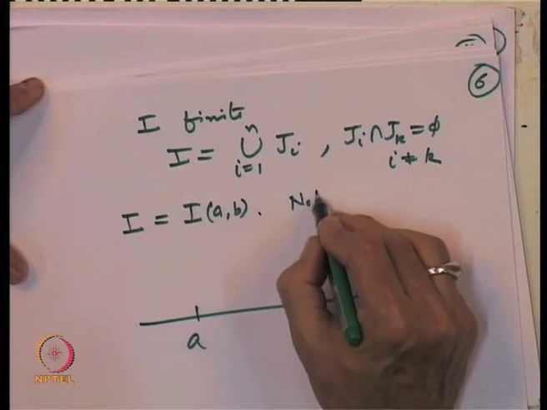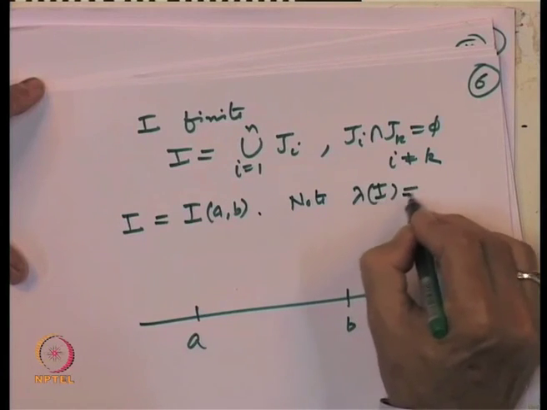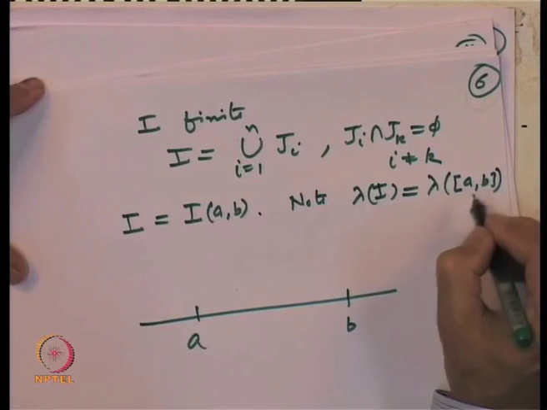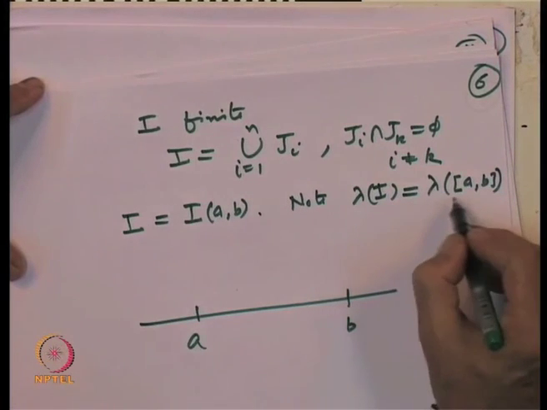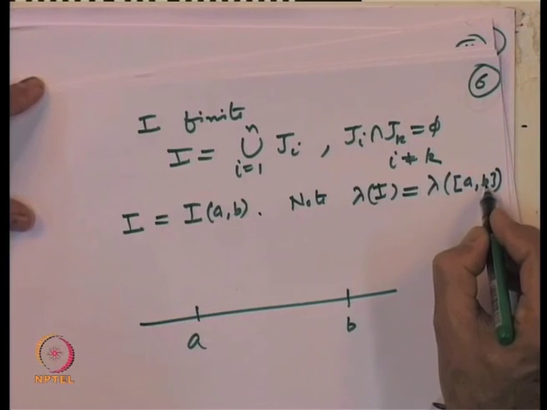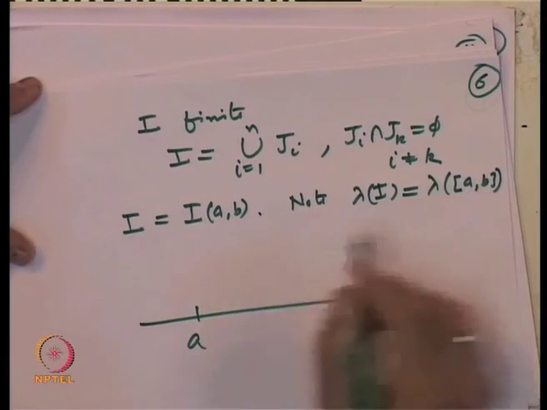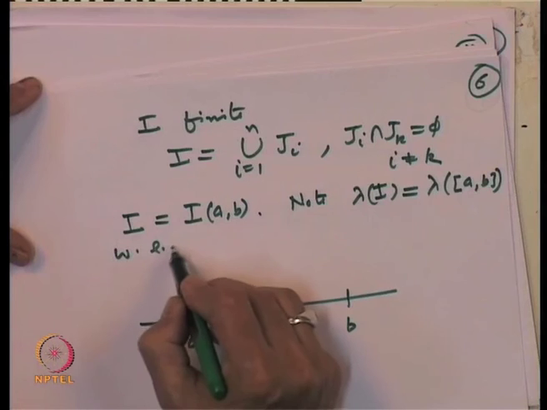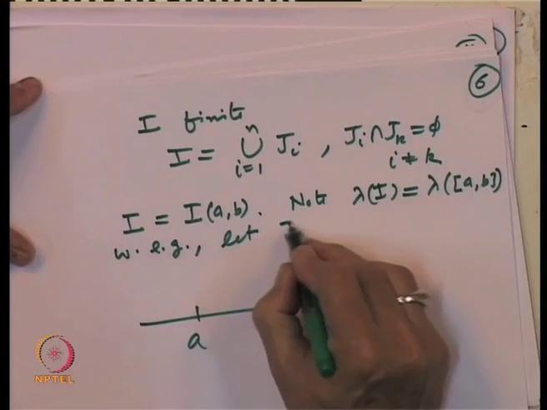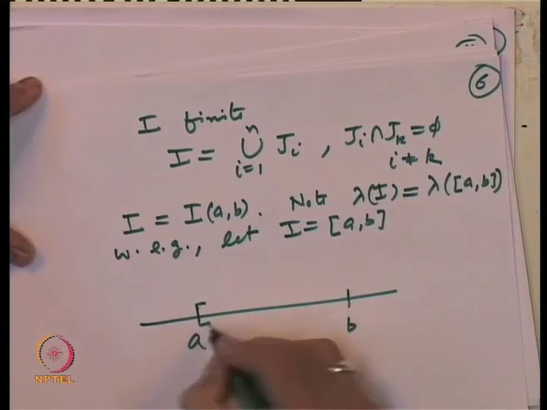So, note the length of I is the same as the length of the closed interval [a, b]. I can include the endpoints in the interval I, because the length depends only on the values of the endpoints. It does not matter whether the endpoints are inside or not. So, what we are saying is, without loss of generality, let I be equal to [a, b]. So, this is the interval [a, b].